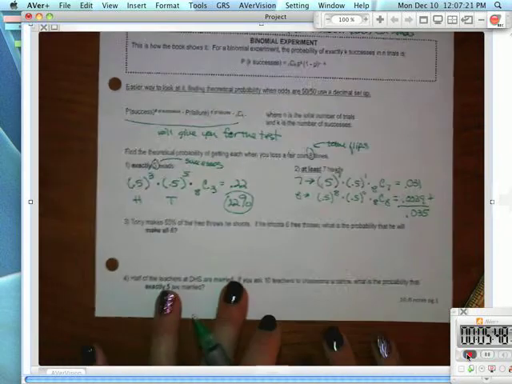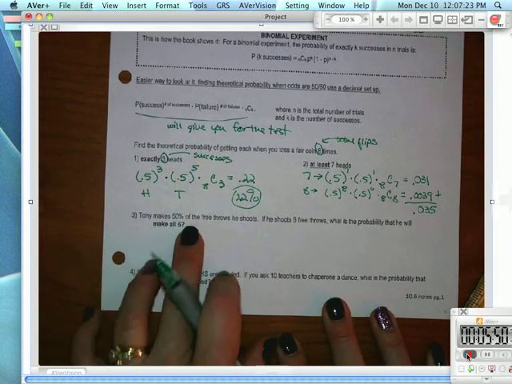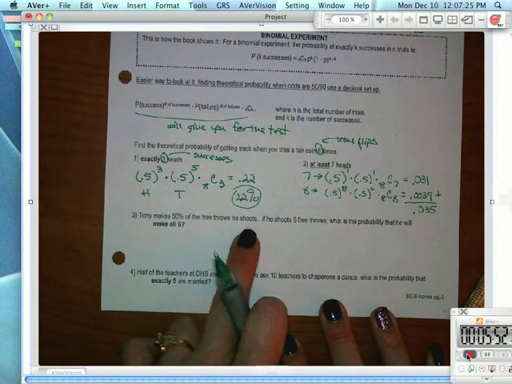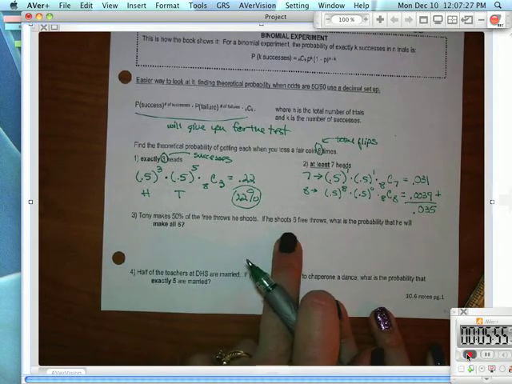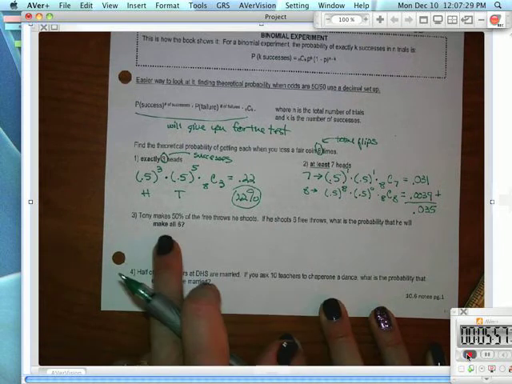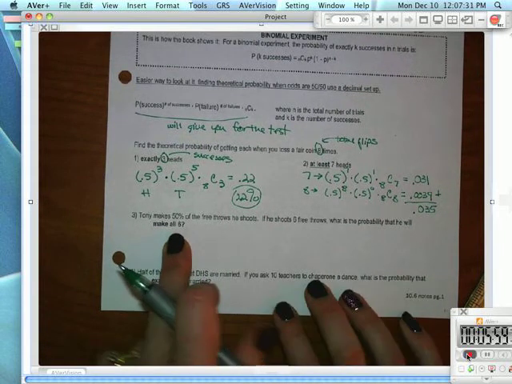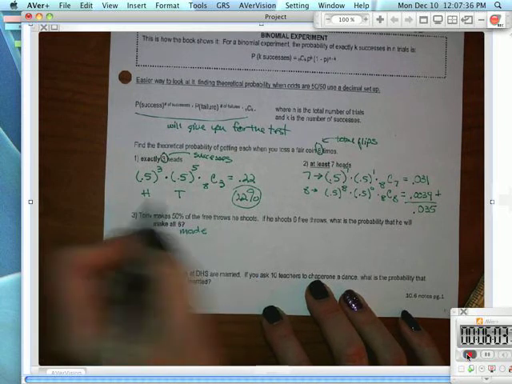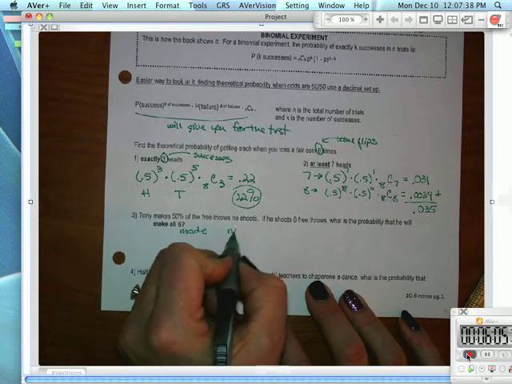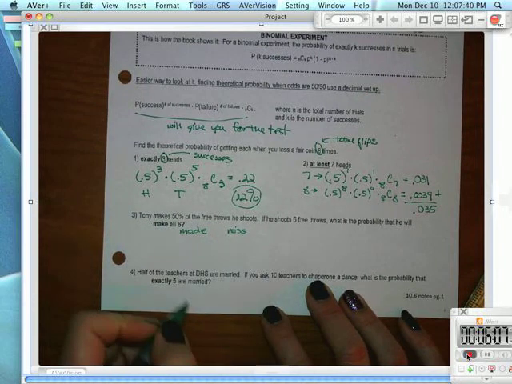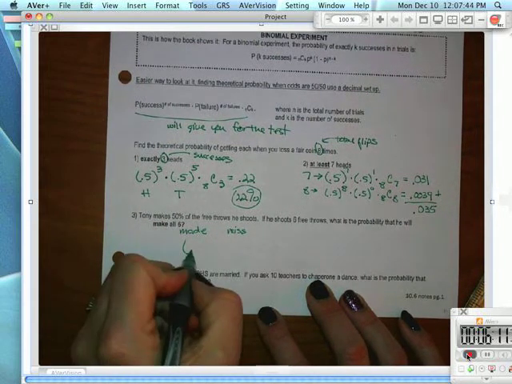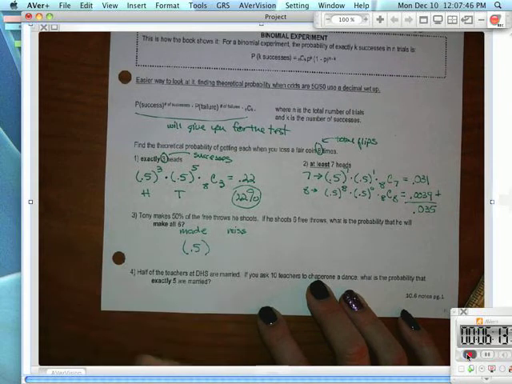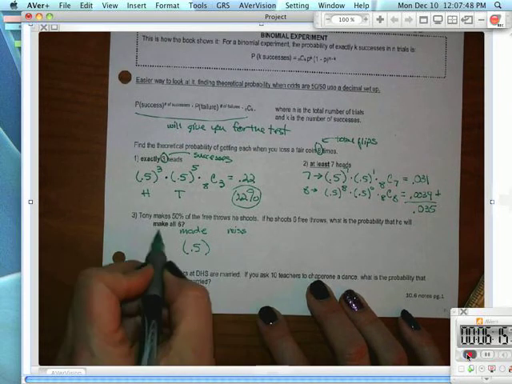All right, let's try another one. Tony makes 50% of the free throws he shoots. If he shoots 6 free throws, what is the probability that he will make all 6? So my successes would be the shots he made, and failures would be the shots that he misses. Again, he's got a 50% chance each time. So I want to find out what the theoretical probability is of him making all 6.